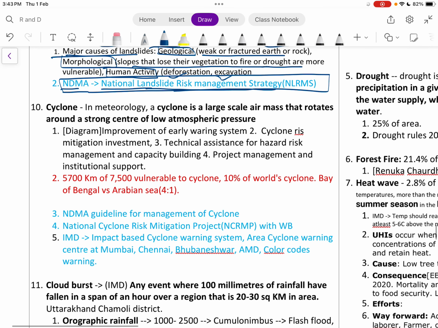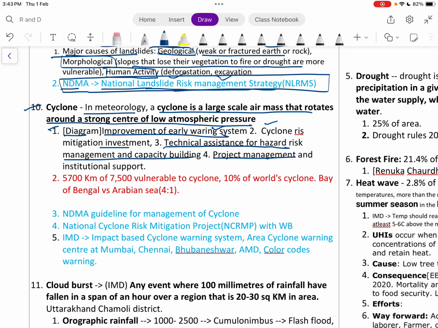Talking about cyclone: in meteorology, a cyclone is a large-scale air mass that rotates around a strong center of low atmospheric pressure. We can draw the diagram. Definitely improve the early warning system, cyclone risk mitigation investment, technical assistance for hazard risk management and capacity building, project management and institutional support. So these are generic terms that can be used for any disaster.